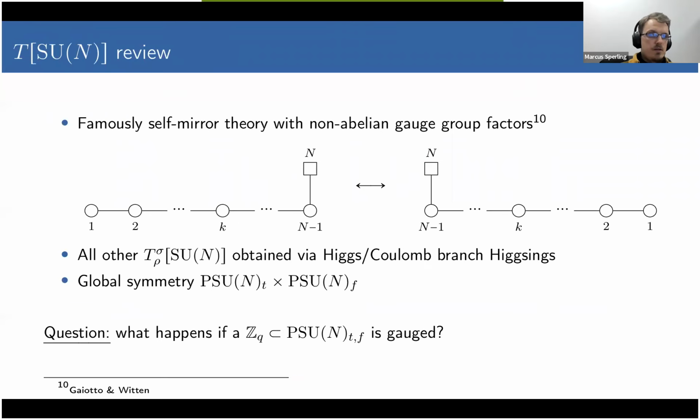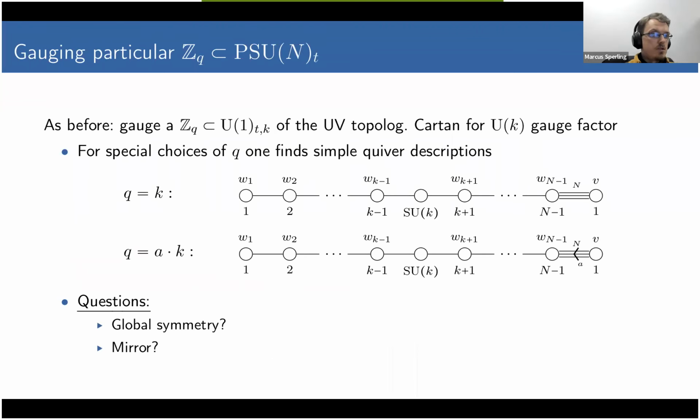Now let's go to T[SU(N)]. We know T[SU(N)] is this very nice self-mirror theory, and we know that all of the other T_ρ^σ theories come from T[SU(N)] just by some Higgsing. The global symmetry is again PSU(N) in both factors. And we ask the same questions: what happens if we start gauging things? Again, I'm going to start with gauging the topological symmetry, and again I embed it suitably in the UV topological Cartan factors. And you can now do the same exercises as before.